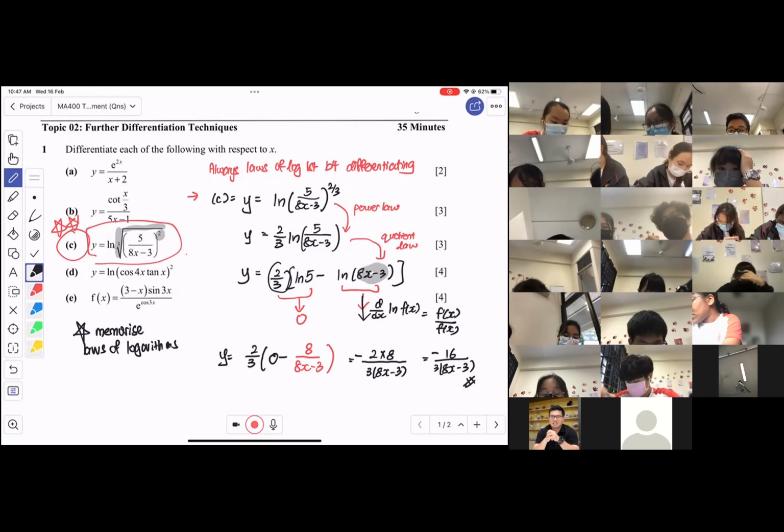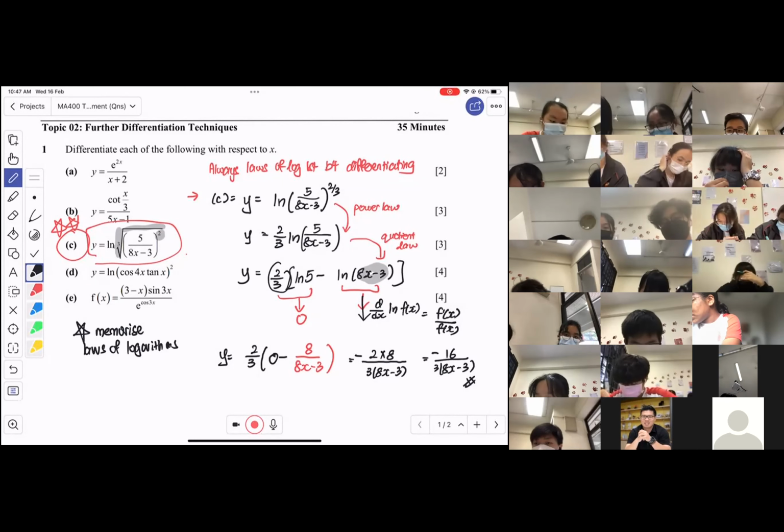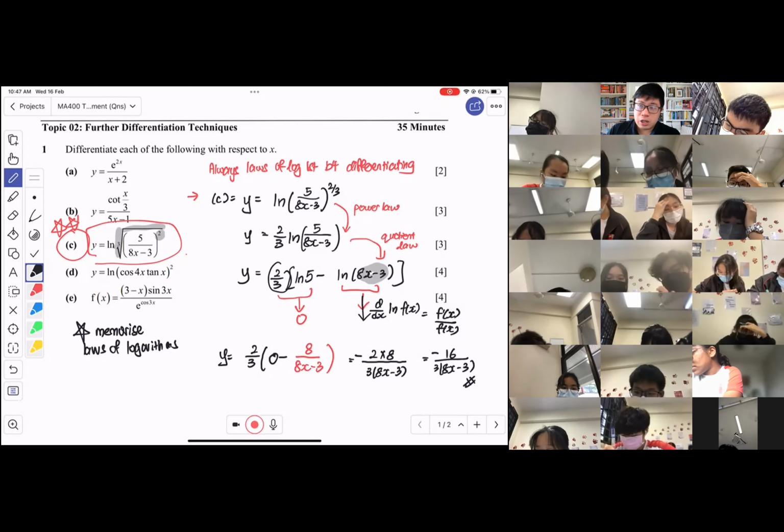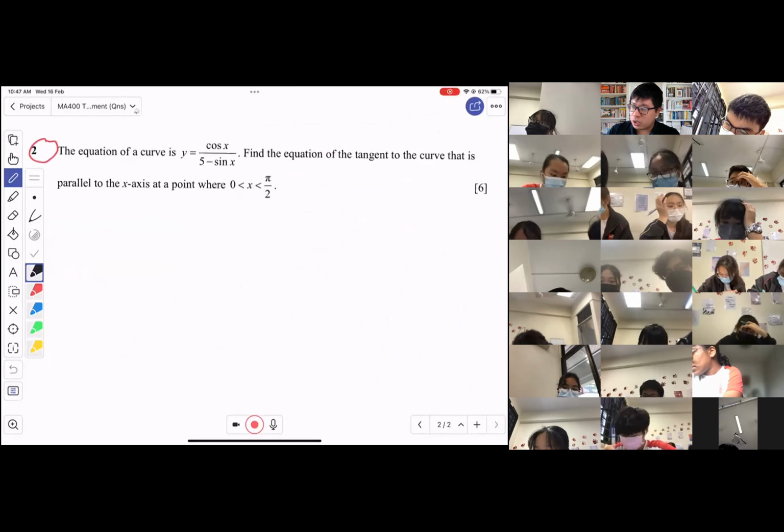Okay, so just make sure you know how to do this question. Make sure you know how to do this question. Try to do it quite a few times. Anything that involves laws of logarithm and differentiation together.